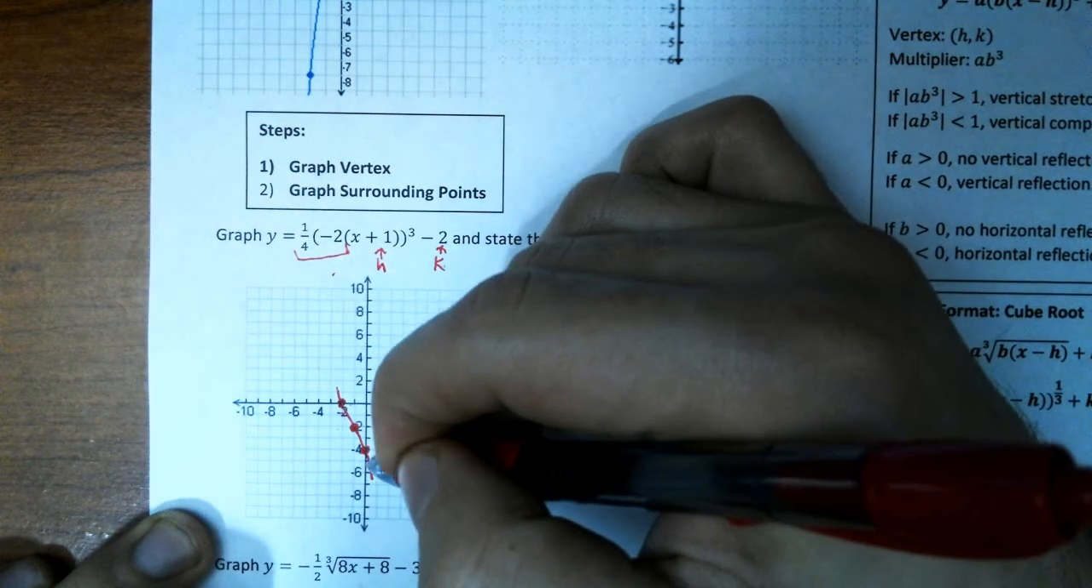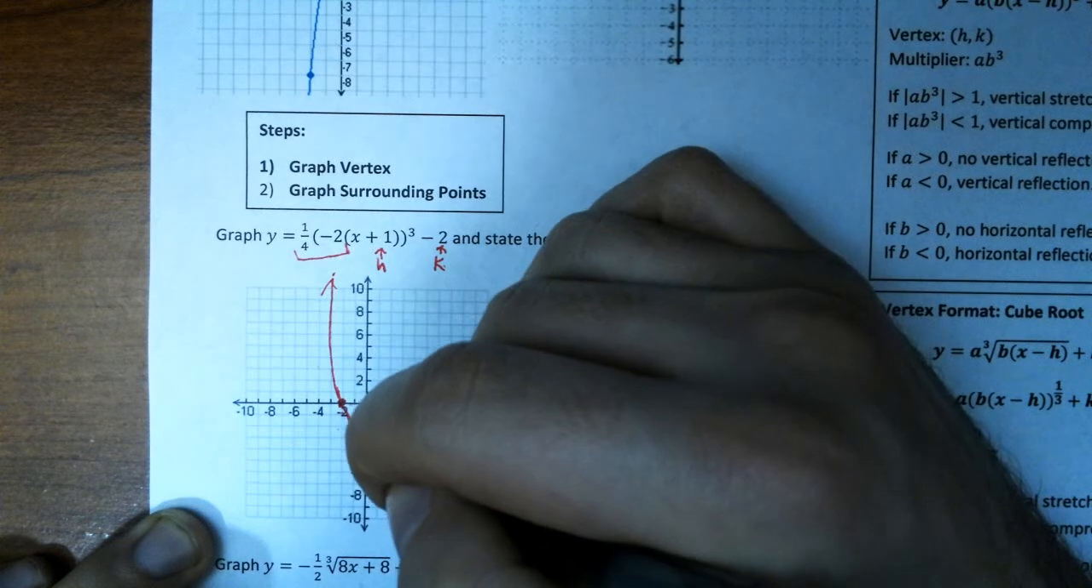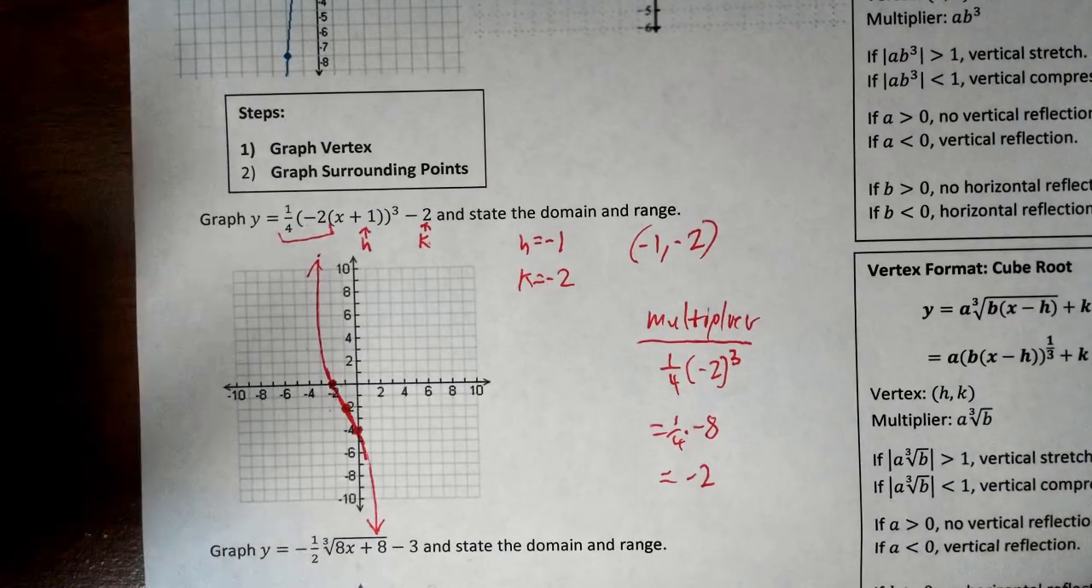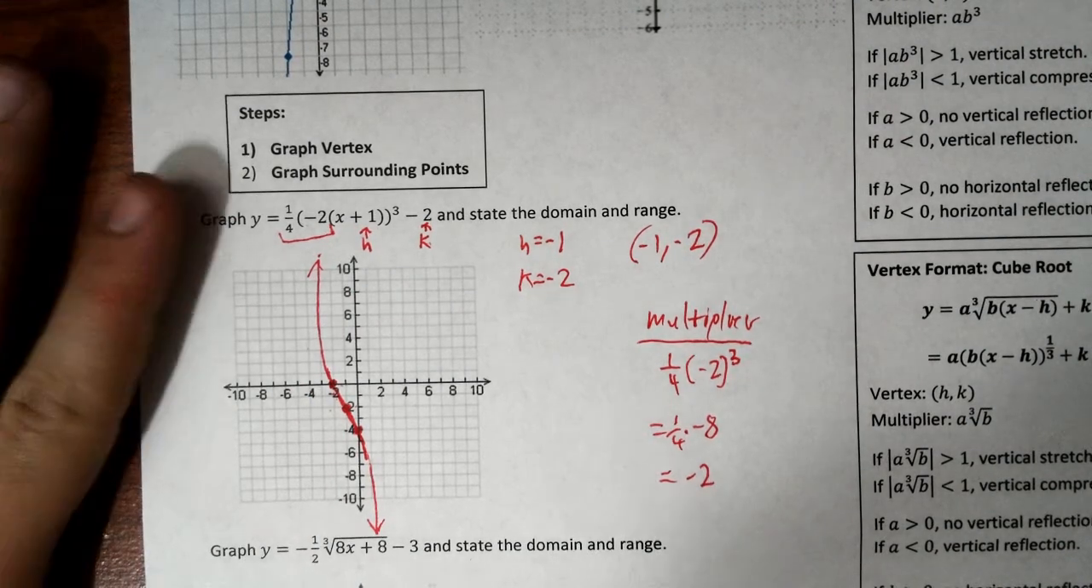Actually, we shouldn't do that. We want to be exact in math. But this is about what our function would look like. We have 3 points. That looks good. We can draw our function just like that. Right? And that's what it looks like, right?